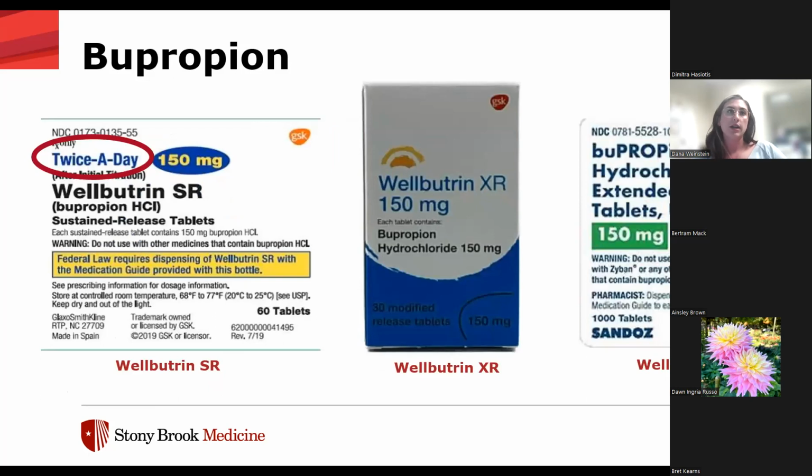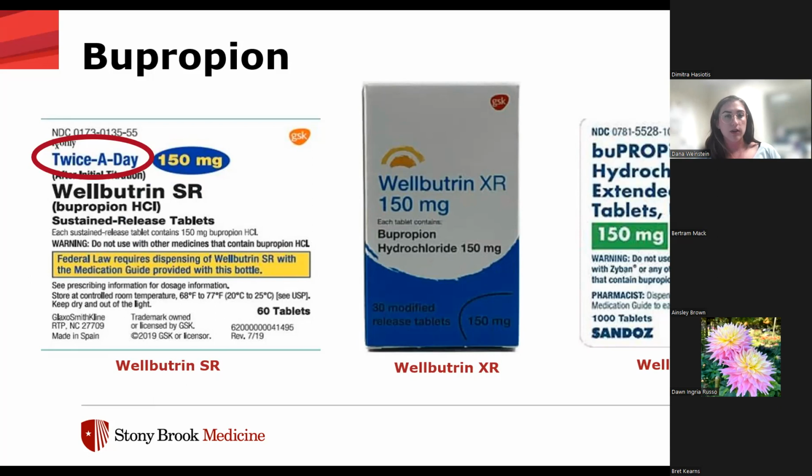So the next is bupropion, and all of these medications contain the active ingredient known as bupropion. The picture furthest to your left is Wellbutrin SR, and besides having sustained release, it is also used for smoking cessation, while the other formulations are not. It has a 12-hour release, resulting in twice daily dosing. And then the two pictures on the right show the same medication of bupropion XL or XR, which is typically prescribed to treat depression. And these have 24-hour release and are given once daily.